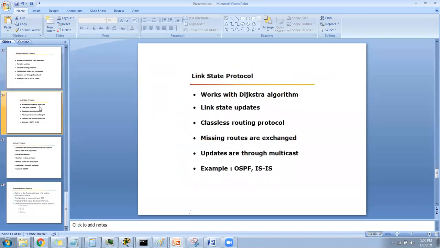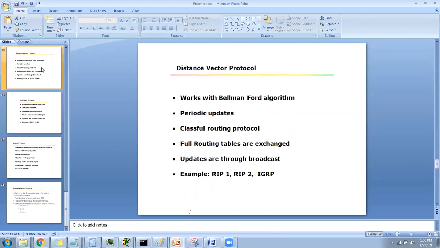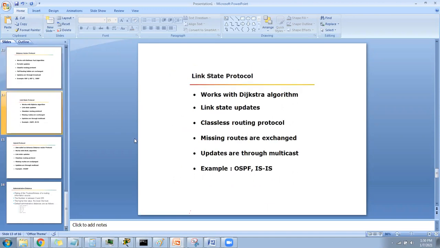But here only the missing routes are exchanged, and updates are through multicast. Sorry, broadcast means the routers will broadcast the routes to every neighbor. But here, the multicast IP is reserved. So the India router and the US router will just exchange updates on that particular address.